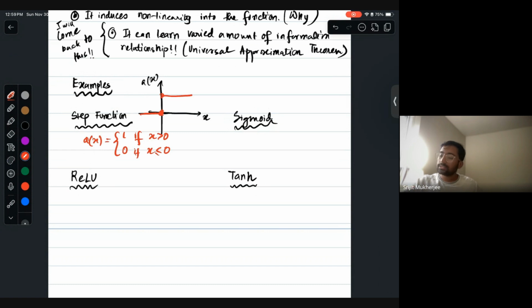Sometimes it can also be 1 if x is greater than 0, minus 1 if x is less than 0, and 0 otherwise. It can also be like this. Just for clarity.